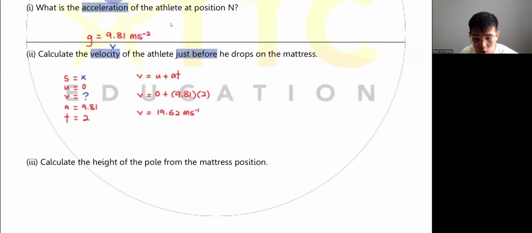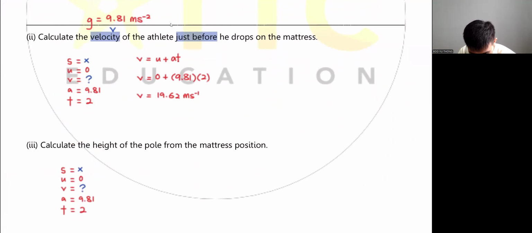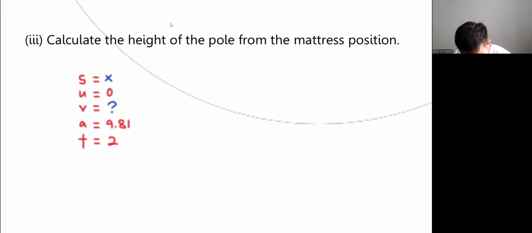Now, the next question is almost the same thing. You just have to substitute all the information into the SUVAT list. But the only difference is this time the question asks you to find the height. So we put the question mark there because it is the unknown. Height is basically the distance of the athlete falling from the highest point to the mattress.